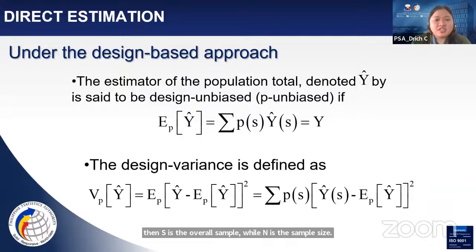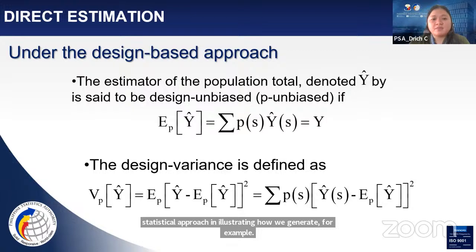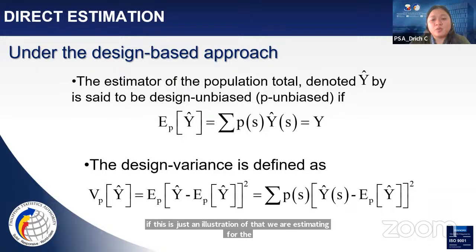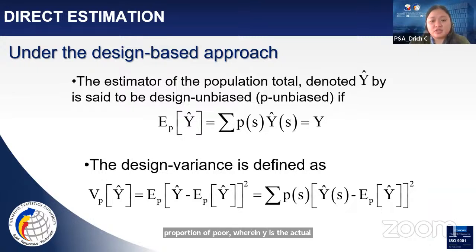So under the design approach, this is just an illustration of how we generate the direct estimate, a more statistical approach in illustrating how we generate, for example, the poverty incidence or the proportion of poor. So, let's visualize that we are generating the proportion of poor. The estimator of the population total, denoted by y hat, is said to be design unbiased, wherein y is the actual proportion of poor with respect to the total population.